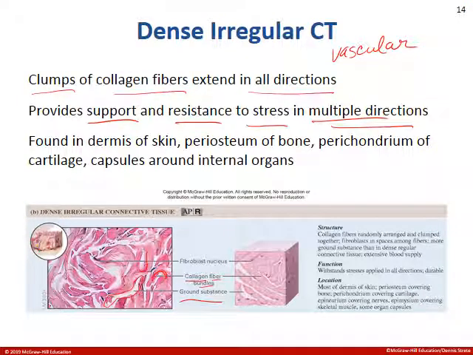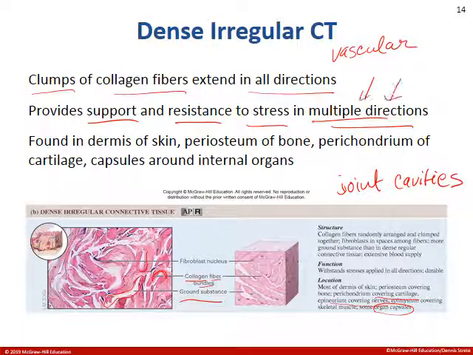So come down here and look at when they talk about where you would find these. So the covering of cartilage, right? The covering of nerves, organ capsules. So when I think about this tissue, I usually think about joint cavities. I think about areas where, like, you might have to plant your foot, but then you're going to spin in the opposite direction. You have to have tissue that gives you that flexibility, that allows you to put stress on that area in multiple directions.